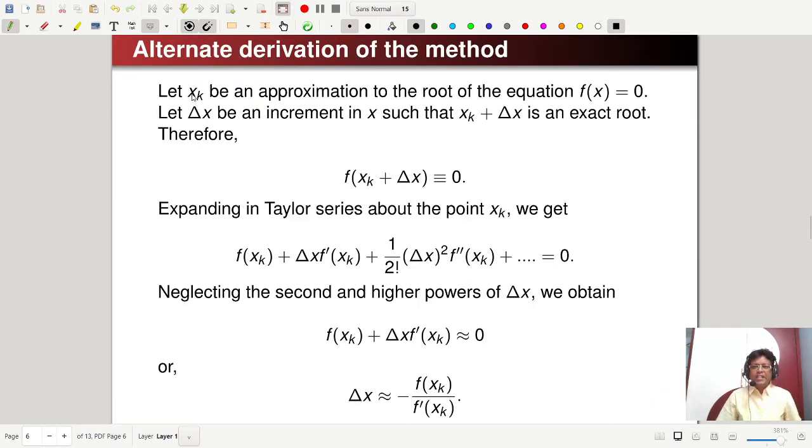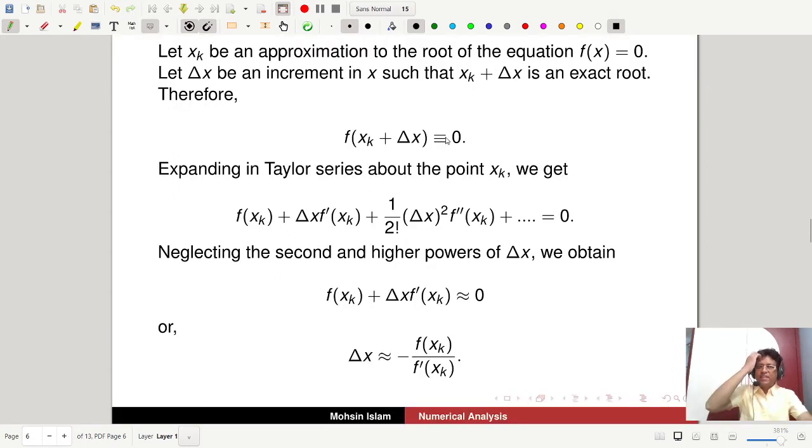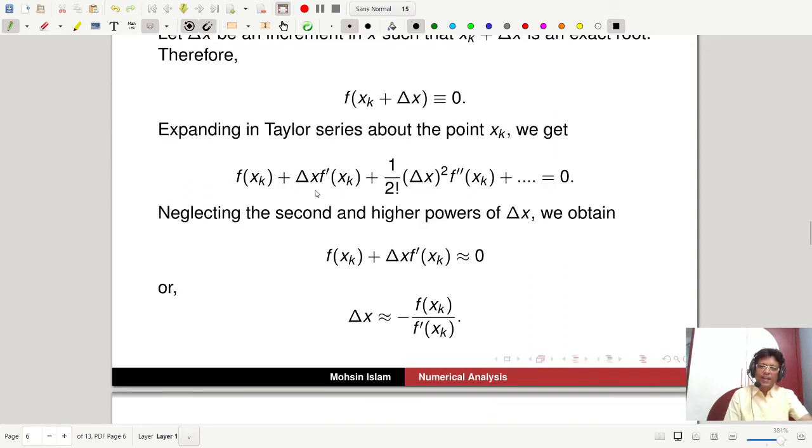Let xk be an approximation to the root of the equation f(x) = 0. And let delta x be an increment in x such that xk plus delta x is an exact root. Therefore, f(xk + delta x) = 0. Now apply the Taylor series expansion. You will get f(xk) + delta x f'(xk) + (1/2!) delta x squared f''(xk) + etc. = 0.